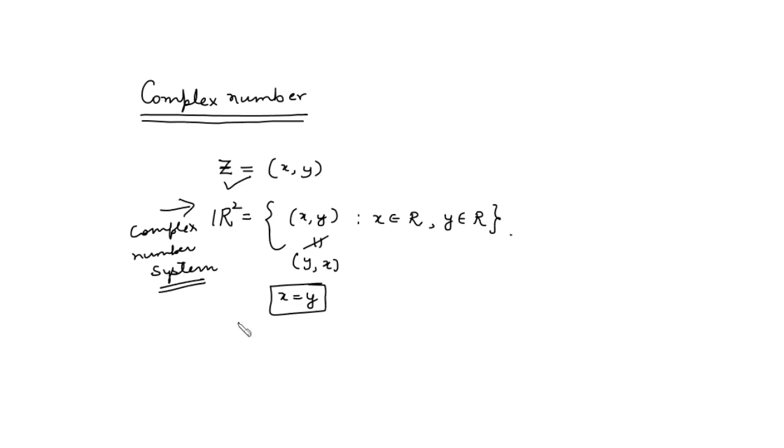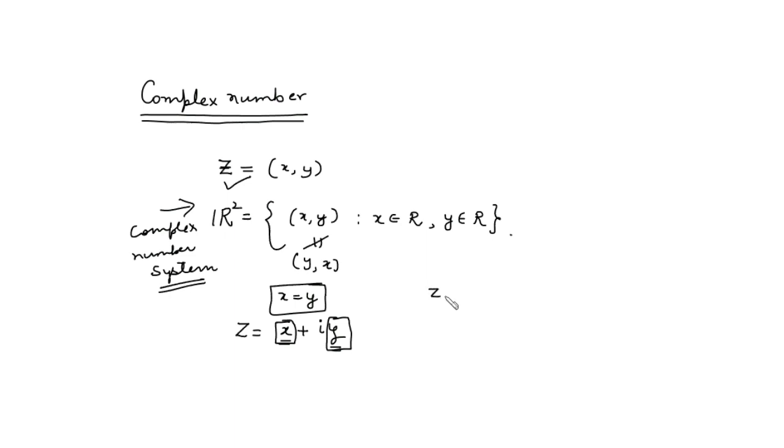Another representation of a complex number is that we can write it as x plus iota y, where x is a real number and y is a real number. This x is said to be the real part of z, this y is said to be the imaginary part of z, and z satisfies the following properties with respect to addition.